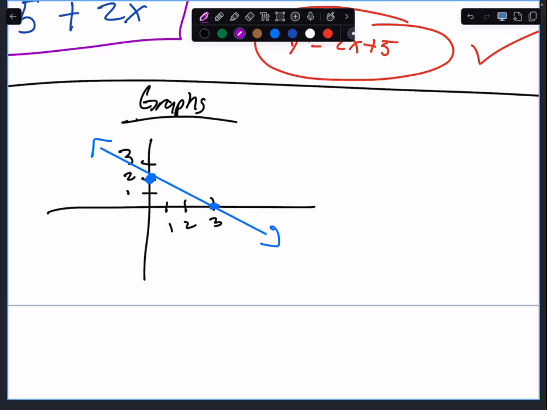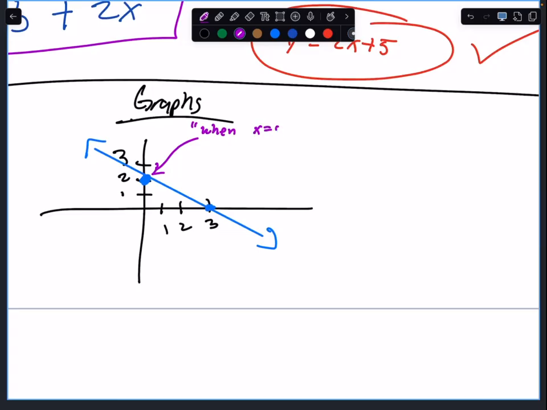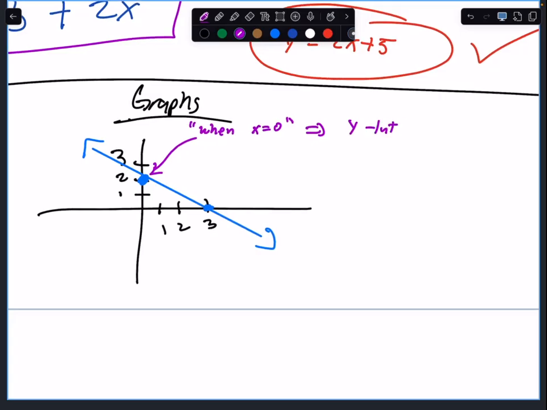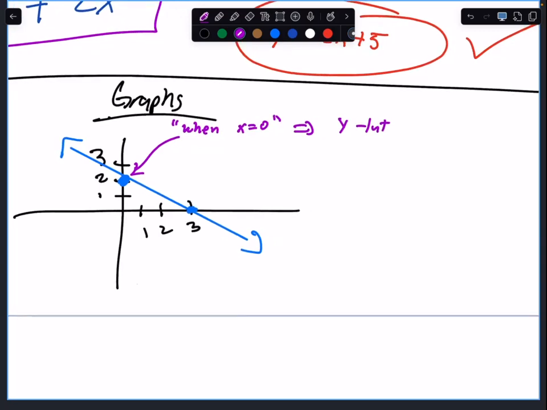So what would be the y-intercept on this? What would be the initial in this problem? 2. When x is 0, this is the y-intercept, which is also known as the initial. And in this case, it is 2. Okay? How do I find the slope?